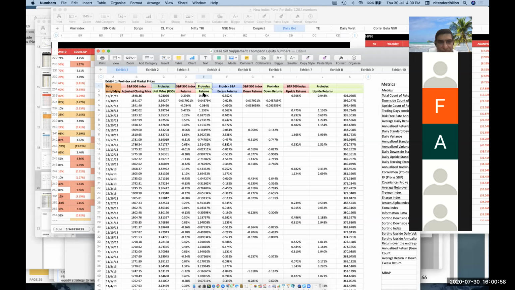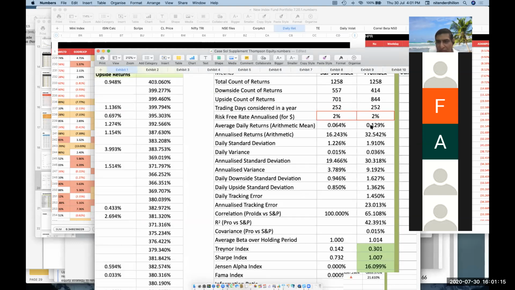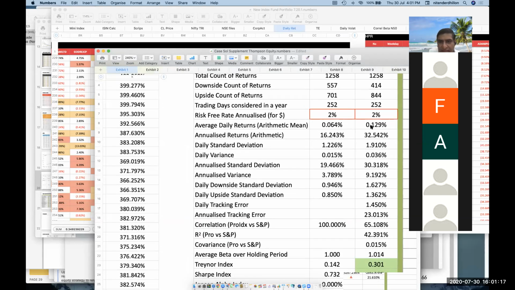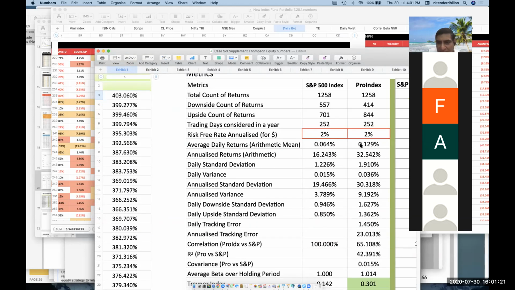Okay, so it is the pro index return which we calculated in exhibit 1. So this is the average from the number 3, E3 to last. Okay, so if I take a simple arithmetic average, I just say average of this entire thing. Now, what is this average telling me? If you see my table on the right hand side, this is indicating that the average for the pro index is 0.129%.